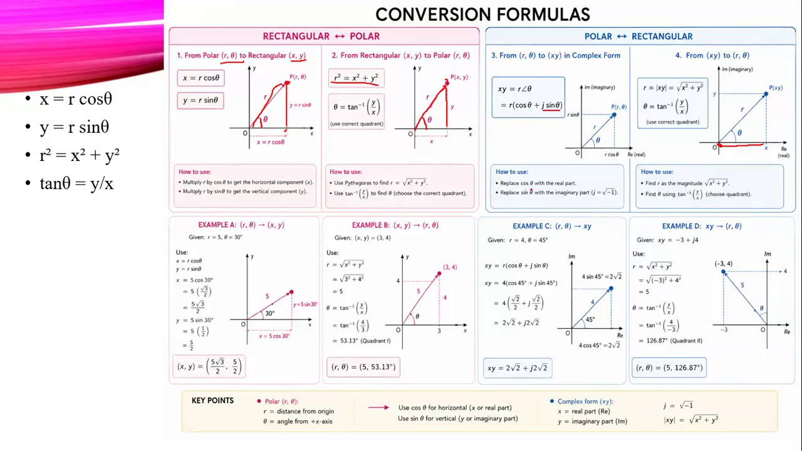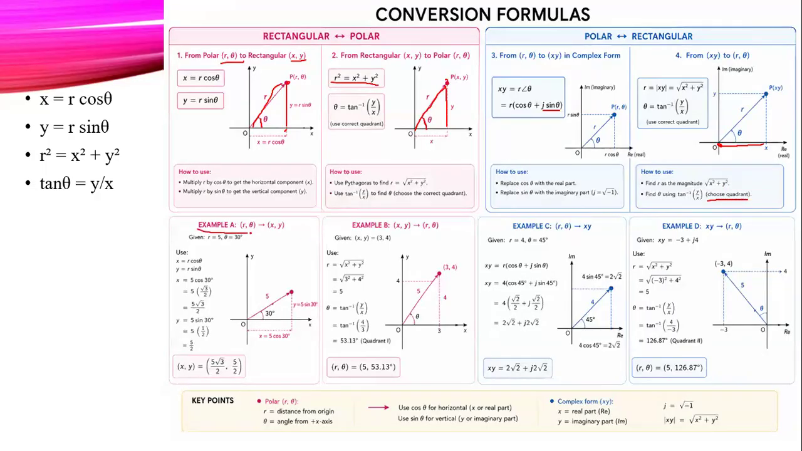And how we use this is that we replace cos theta with the real part. We replace sin theta with the imaginary part, which is j equal to the root of -1. So how we basically use this, we find r as the magnitude, which is the root of x squared plus y squared. And we find theta using tan inverse of y over x, and then we are able to choose our quadrant here.